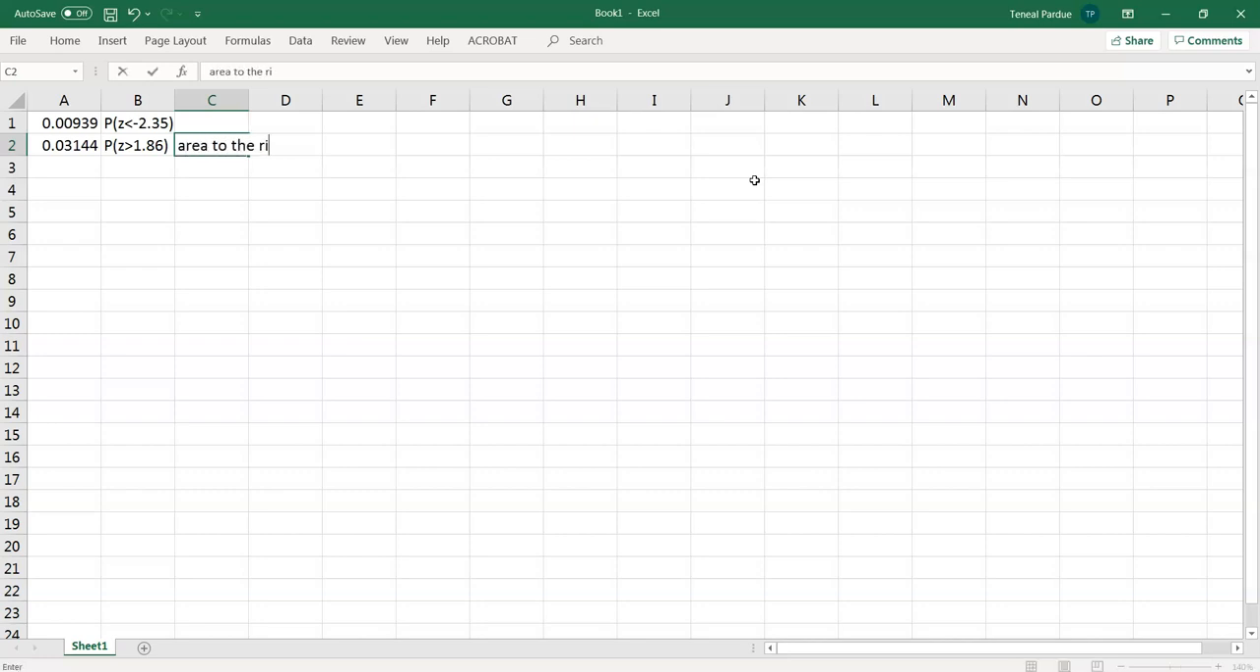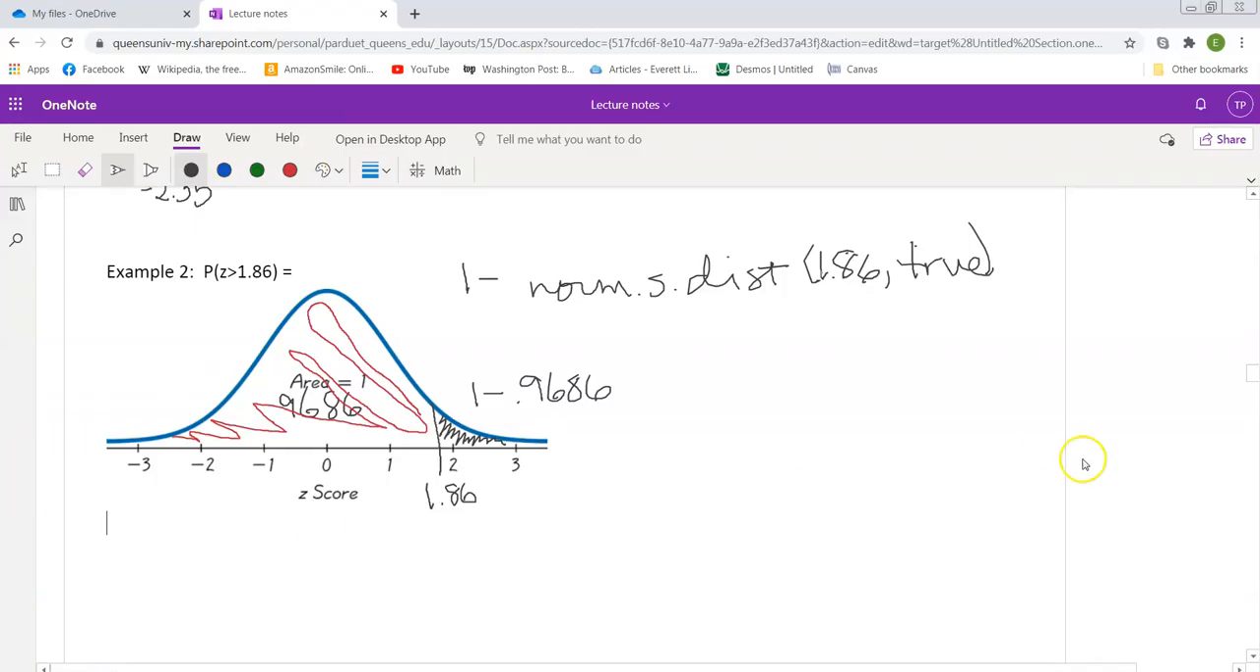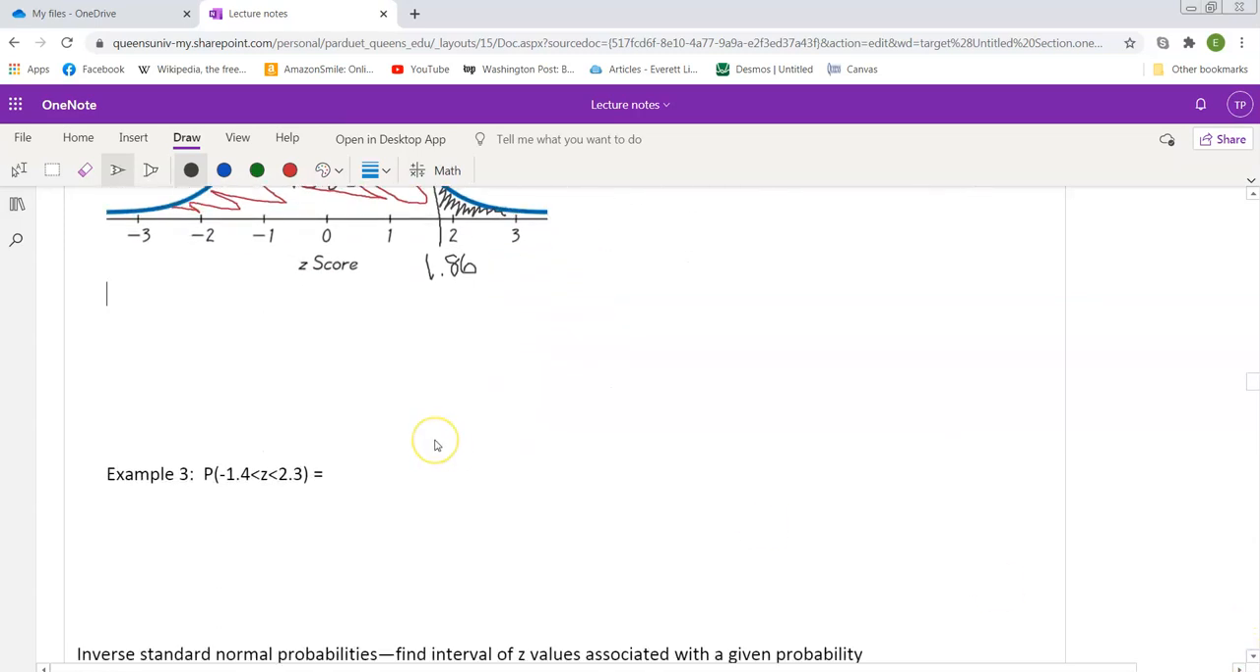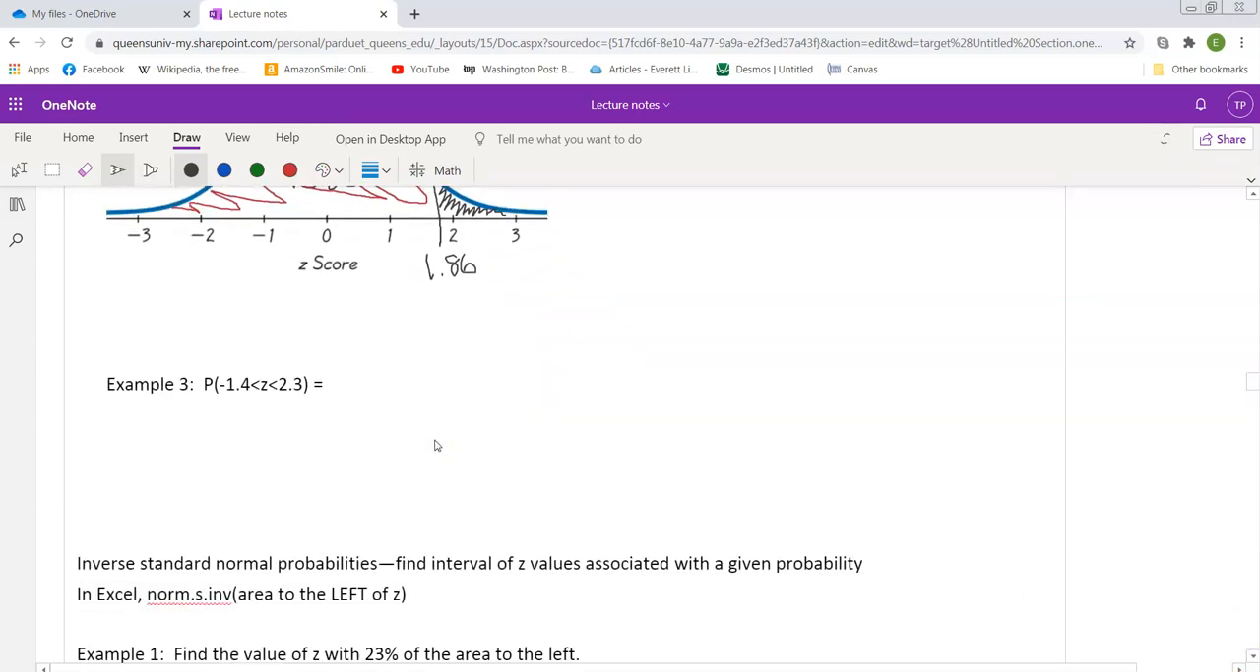So if you want the area to the right, in other words, greater than, it will always work to do 1 minus norm S dist. Okay. If you want the area to the left, it will always work to do just norm S dist by itself. There's one more scenario, and that is between.